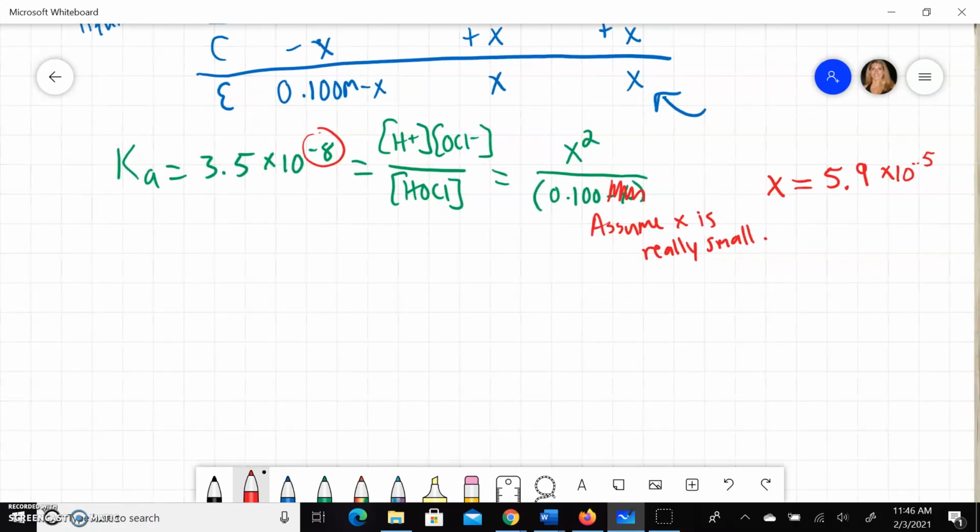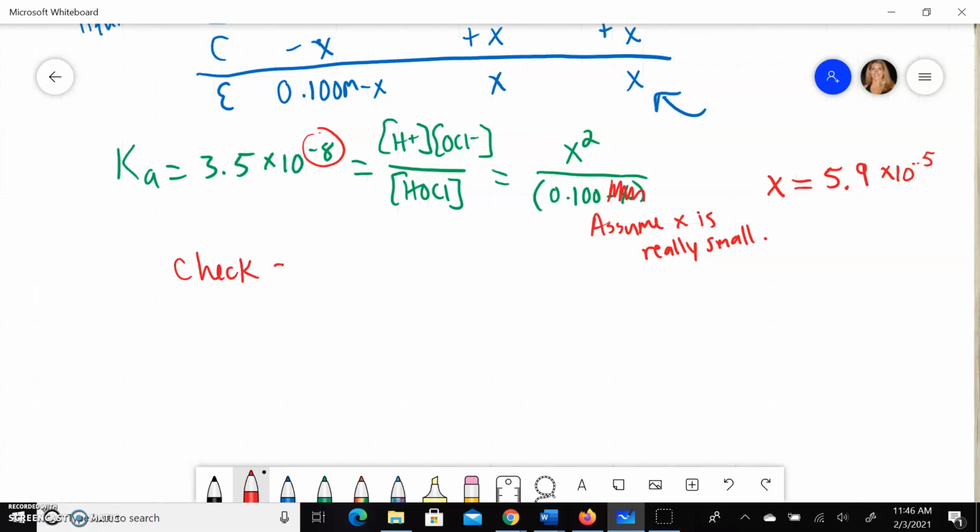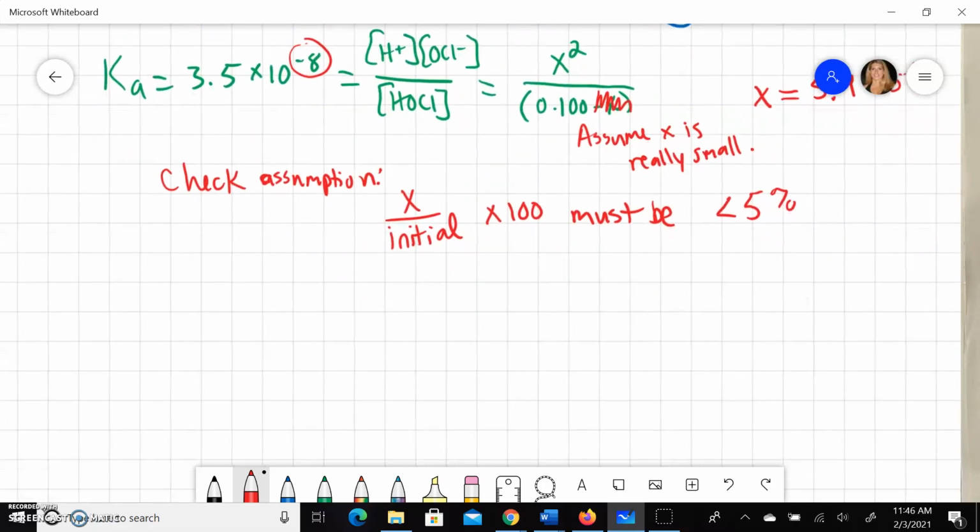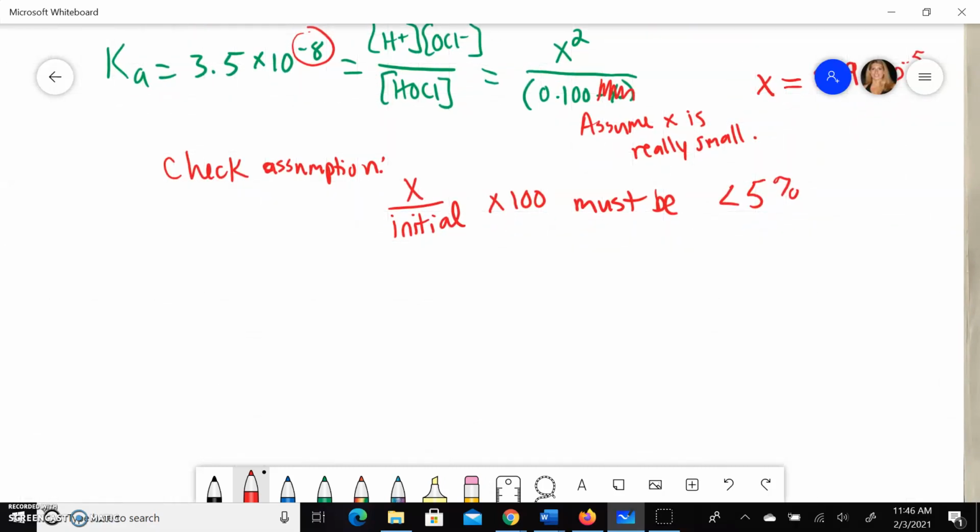Then what you want to do is just check that assumption just to make sure that it was okay to do that. And the way you do that is you put your x value over the initial concentration, or the initial amount, and then multiply it by 100, and it must be less than 5%. If x is less than 5% of the original concentration, then you can do that. So let's go ahead and plug that in. We had 5.9 times 10 to the negative 5th for x, the initial concentration was 0.1, times 100 gives us a very small percentage. So we're allowed to use that assumption.